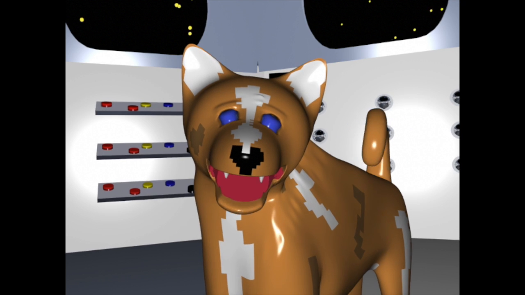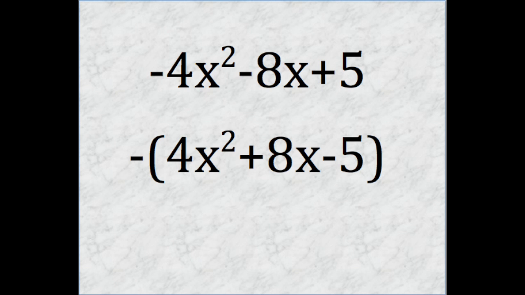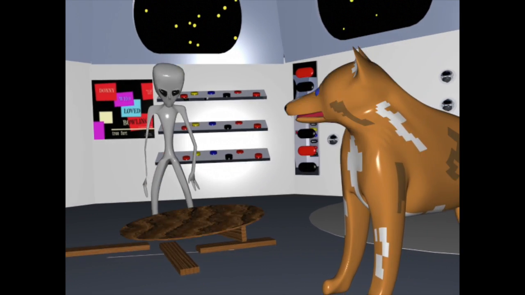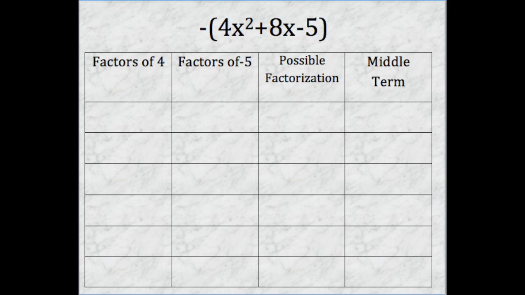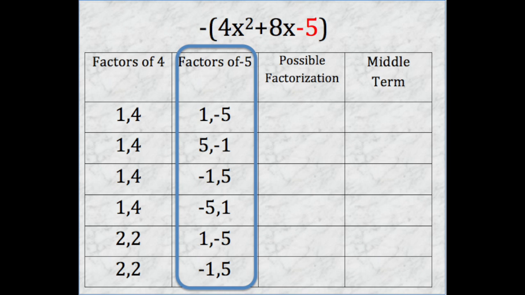Let's see another example. First, we notice that our a value is negative. So let's make our lives a little easier and factor out a -1. Now we can factor the trinomial that is left in the parentheses. Once again, we can make a table. We list the possible factors of our a and c values, 4 and -5. And because our c value is negative, the factors of c must have different signs.